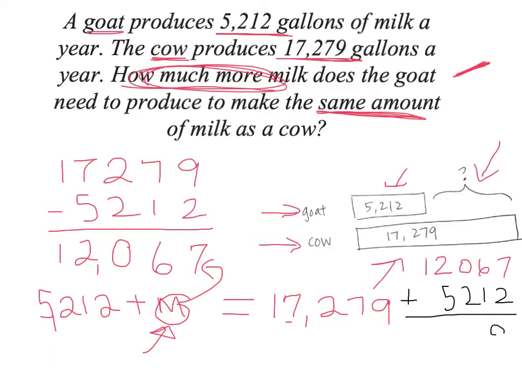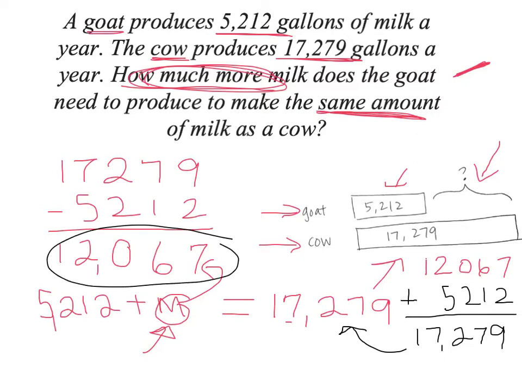7 plus 2 is 9. 6 plus 1 is 7. 0 plus 2 is 2. 2 plus 5 is 7. 1 plus nothing is 1. So that's 17,279, which is the same as that. So I know that my answer is right. So now you kind of have an idea of what we're going to be doing today. We're going to move on to some different problems.